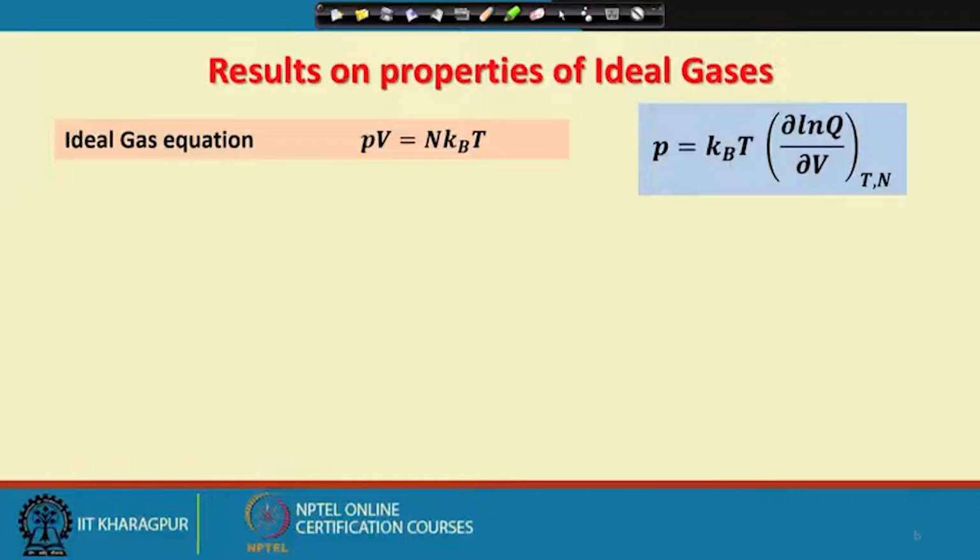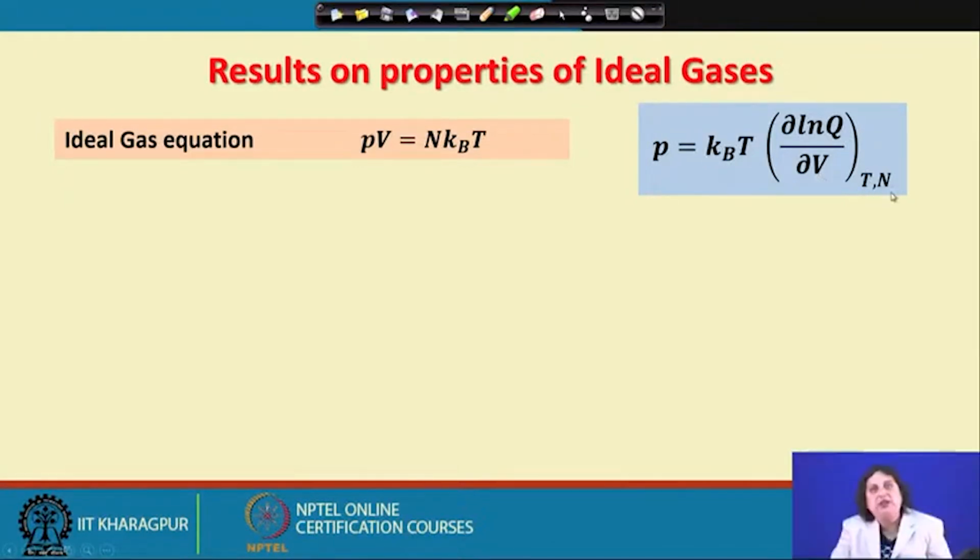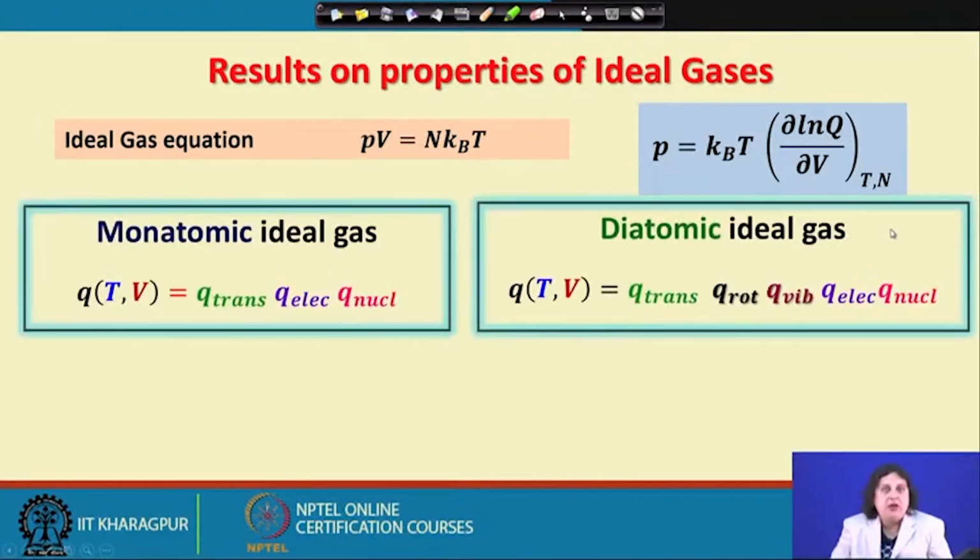Now, we have already seen in the last lecture that the pressure is related to the derivative of ln Q with respect to volume, keeping temperature and the number of particles constant. Now, if I think about the structure of small q on which this capital Q depends, we find that in both the cases the explicit volume dependence of the small q term comes through this translational partition function.